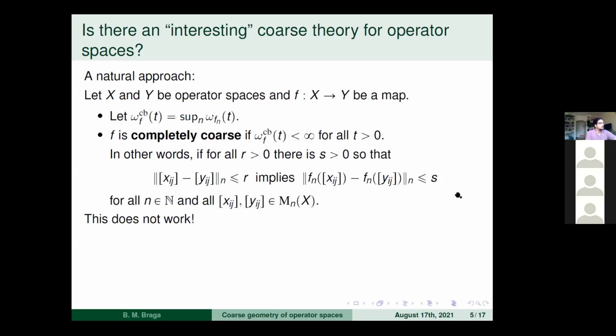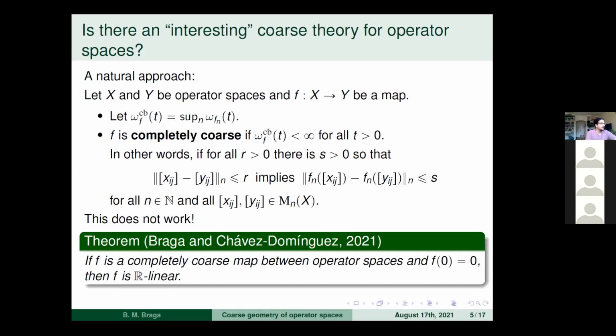This doesn't work. As I have here in this result of Alejandro Chavez Dominguez, if you start with a map between operator spaces which is completely coarse, so a priori this map keeps no track of the linear structure at all, it actually happens that the map is automatically at least R-linear. And not only at least R-linear, but a translation of an R-linear map.